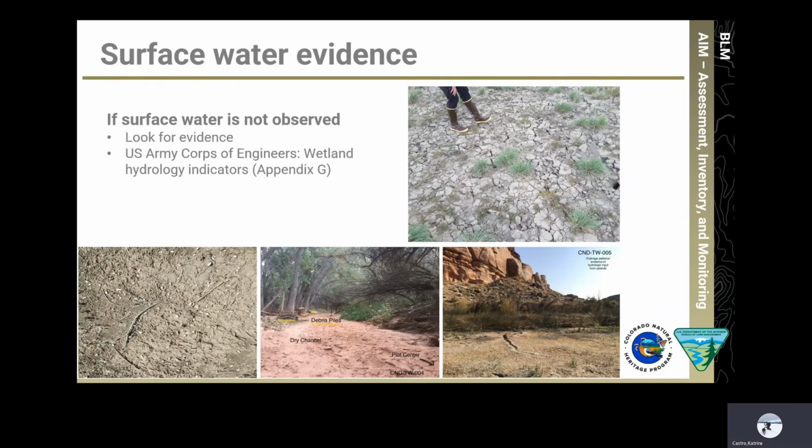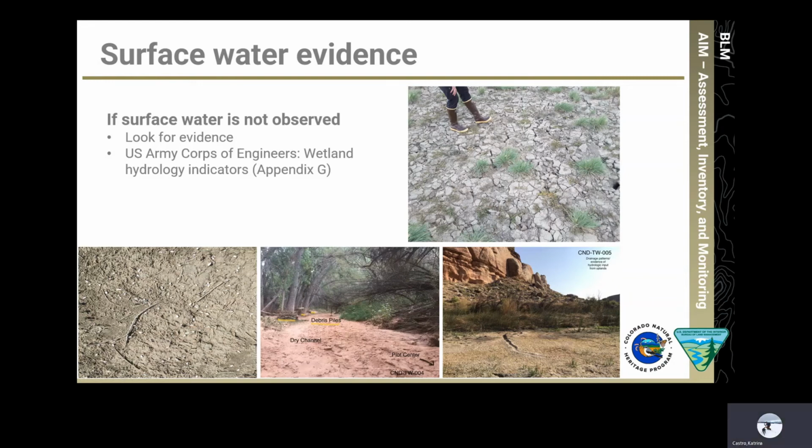If surface water is not observed during the site visit, record its absence. As you walk the site, look for any evidence of recent saturation or surface water, such as aquatic invertebrates, drift deposits, drainage patterns, and surface soil cracks.